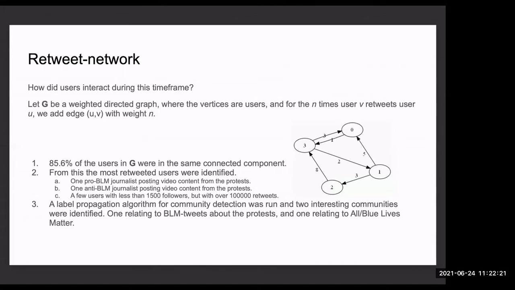I'm not drawing any final conclusions from these communities, but it seems to be doing a pretty great job. In the anti-BLM community, a lot of famous right-wing journalists, conservative journalists, Republican politicians, also politicians from the former Brexit party. So it seems to be doing an all right job. But it's just a heuristic.